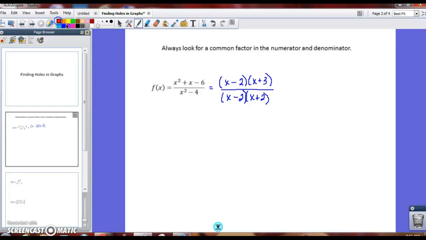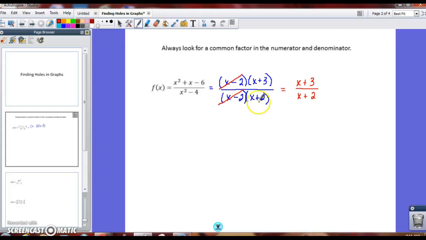So here's the idea. What I want to do is I want to cancel my common factor. Okay, so when I cancel my common factor, I'm getting rid of x minus 2 in the numerator and x minus 2 in the denominator. And what that leaves me with is this function x plus 3 over x plus 2. You'll sometimes hear it referred to as the reduced form or the simplified form of the function. This is going to help me to find the hole.